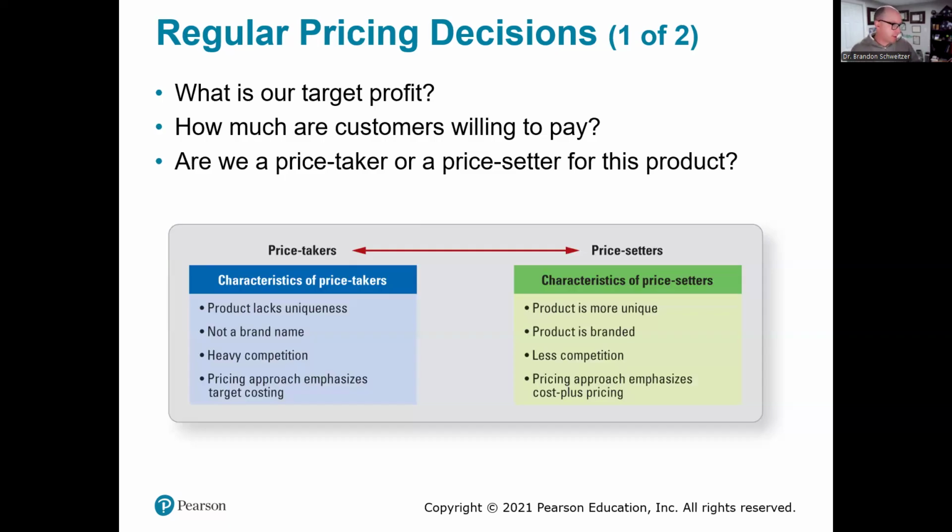Examples of price takers would be, let's say, Vizio televisions. Vizio would be a price taker, whereas Samsung would be a price setter. Okay, just to give you an example of that. With a price setter, the product's a little bit more unique. The brand is well known, there's a little bit less competition, and they tend to approach price with a cost plus price emphasis. So that's the primary difference between price takers and price setters.